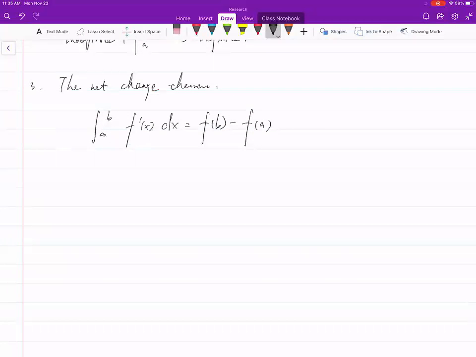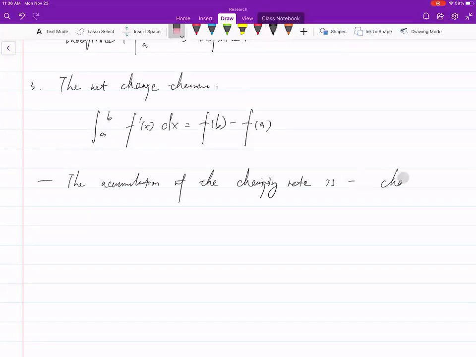At first, this looks like nonsense, right? This is just redundant with what we had before. You take the integration of something and it equals the antiderivative b minus a. But now if we're talking about the net change theorem, try to read this in words this time. The accumulation of the changing rate is the change. Let's use a more significant word: is the total change of f(x) on [a, b].